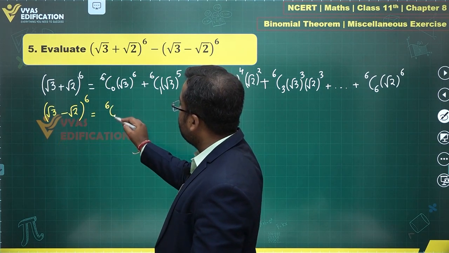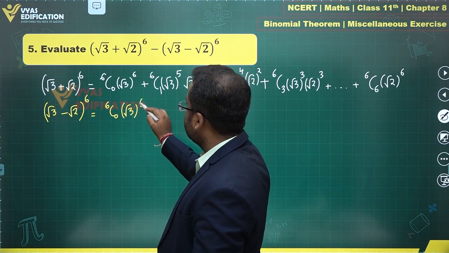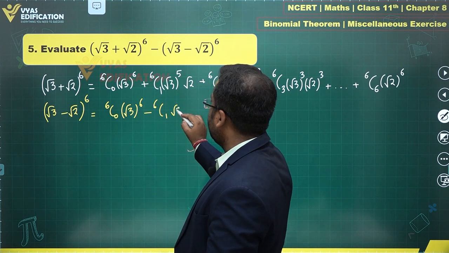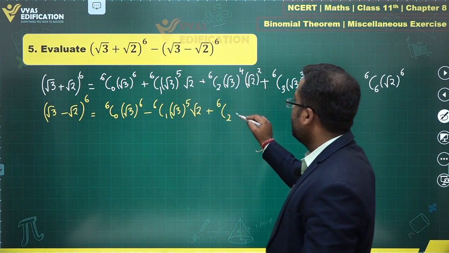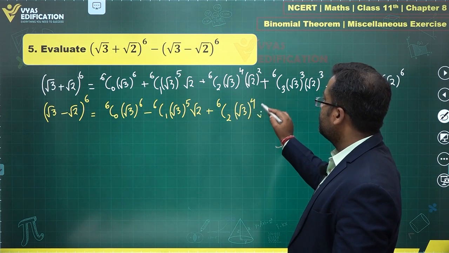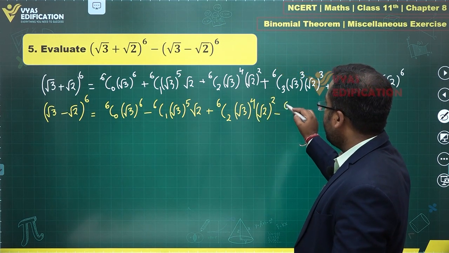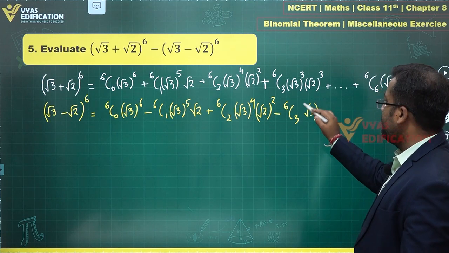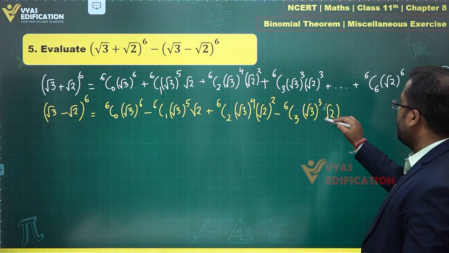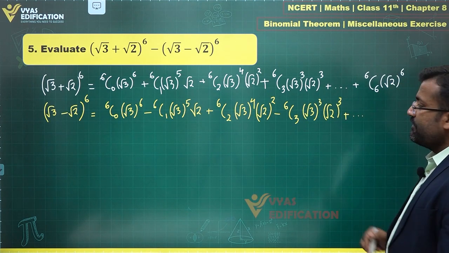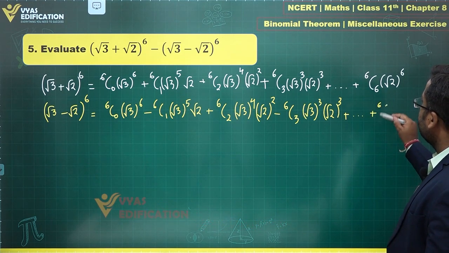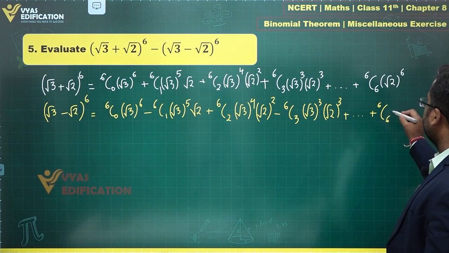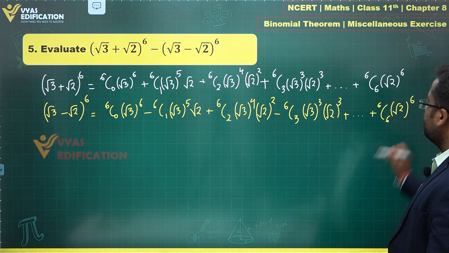So this is 6c0 root 3 power 6 minus 6c1 root 3 power 5 square root of 2 plus 6c2 root 3 power 4 square root of 2 whole square minus 6c3 square root of 3 power 3 square root of 2 power 3 plus dot dot dot. The last term is 6c6, so this will be a plus sign. The term before this will be a minus sign. Right? This is what you have.